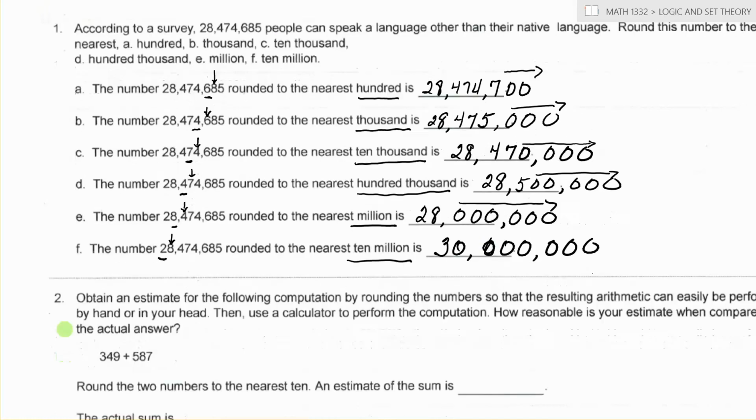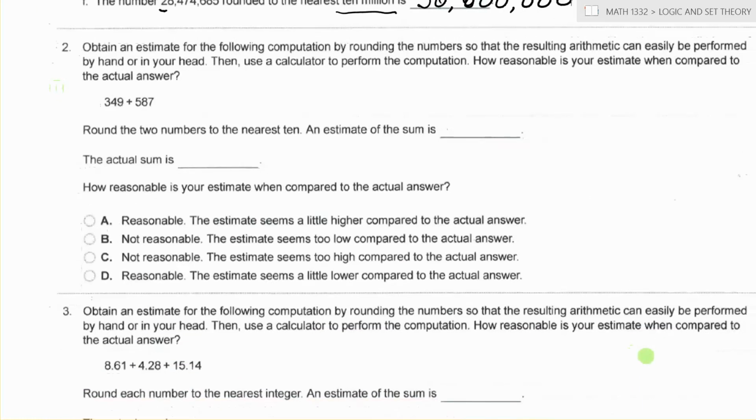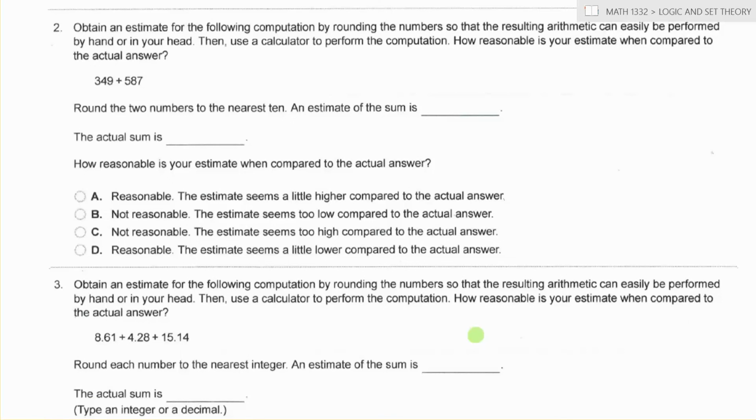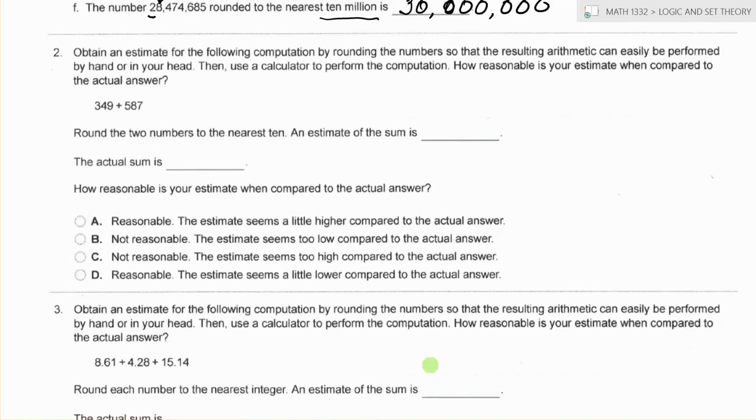All right, let's look, and I'll shrink this back down so you can read everything for number 2. It says, obtain an estimate for the following computation by rounding the numbers so that the resulting arithmetic can be easily performed by hand or in your head. Then use a calculator to perform the computation, and then analyze it. How reasonable is your estimate? All right, now I need to read this. Round the 2 numbers to the nearest 10. If they don't tell me that, I really don't know what kind of rounding to use.